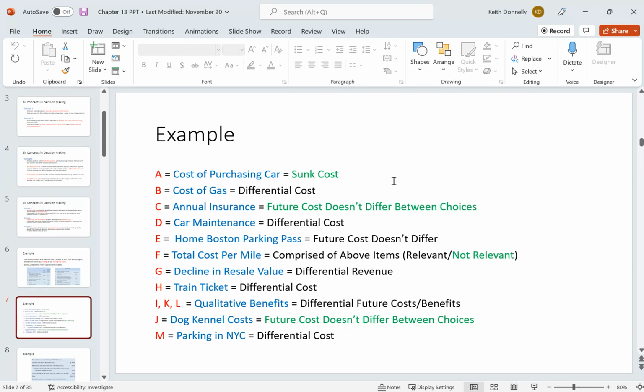In other words, if it's green here, it's not relevant. If it's black text, it is relevant.